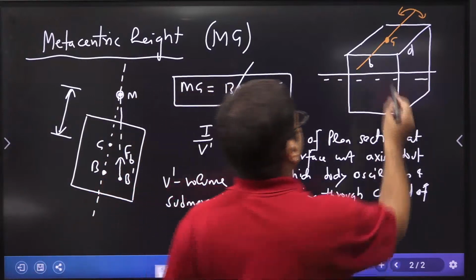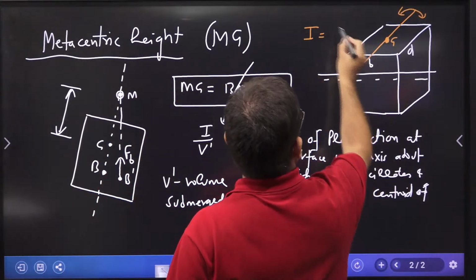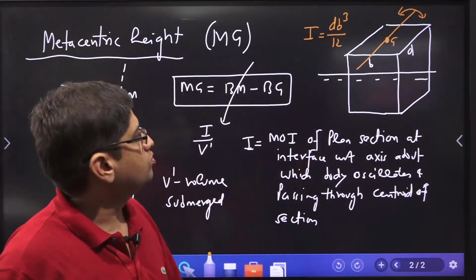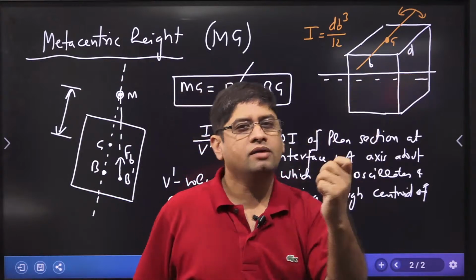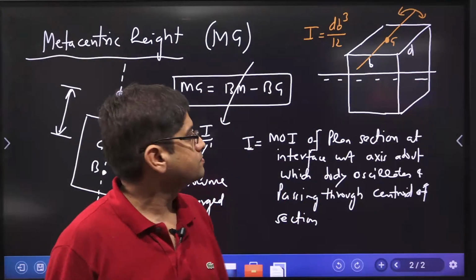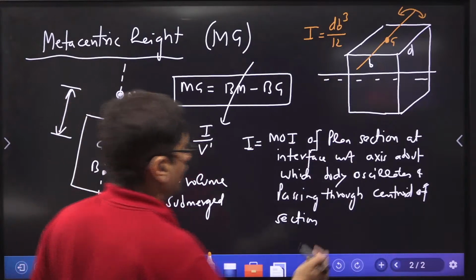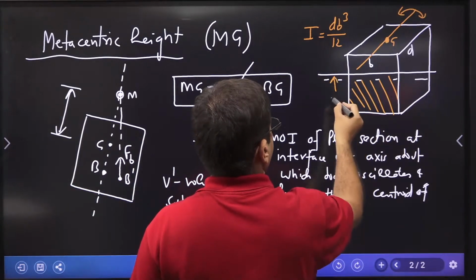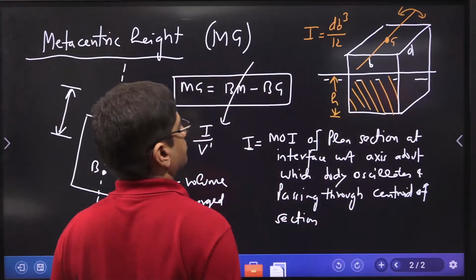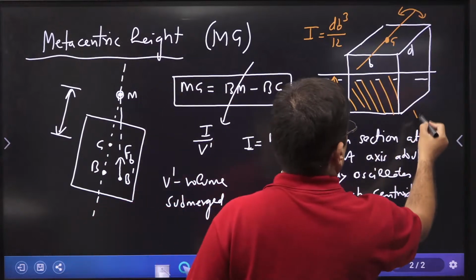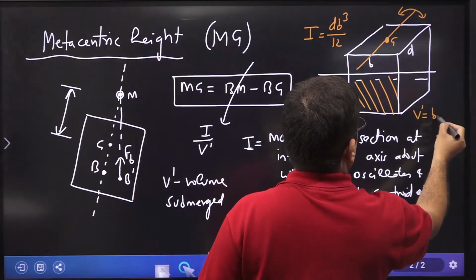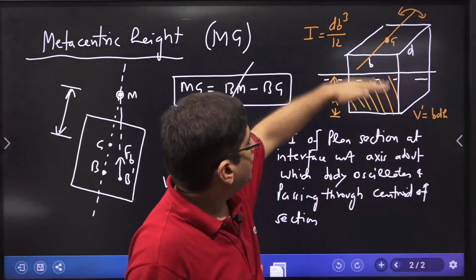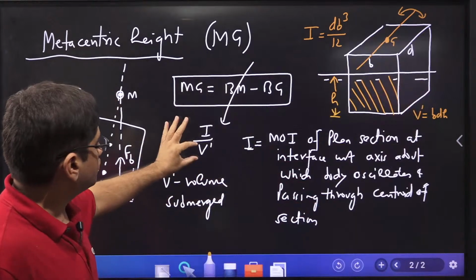Hence, can you tell me what is the I for this? Moment of inertia of this is now DB cube by 12. This is D, this is B, DB cube by 12. That is the moment of inertia. Now what is V dash? This is the submerged volume. Let us say this part is H. Can you tell me what is the submerged volume then? Submerged volume V dash will be equal to BD into H. I am very sure you understood this. BD is the cross section area and H, so that is BDH. So you get this particular V dash also.